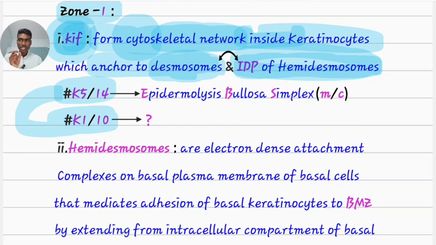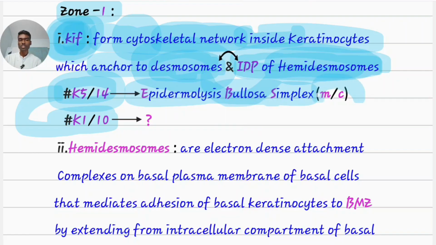Then you should get a doubt how the rest of the layers of the skin are connected with each other via desmosomes. Ultimately, in basal layer, desmosomes will connect to hemidesmosomes via keratin intermediate filaments. This will lead to indirect connection of rest of the layers of the epidermis also with that of the basement membrane. If there is a structural defect in this keratin 5-14 within basal cell, it will lead to epidermolysis bullosa simplex.